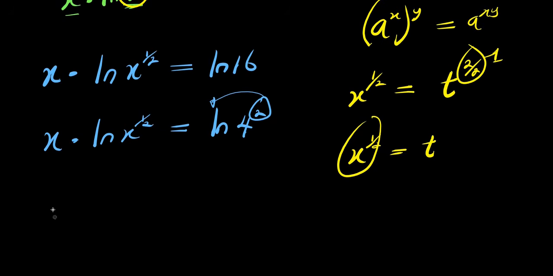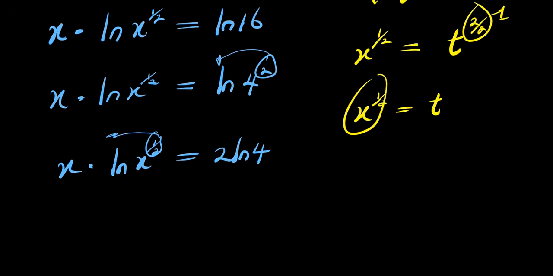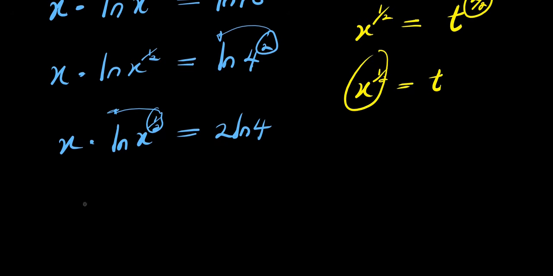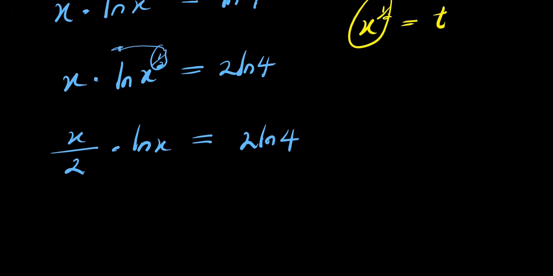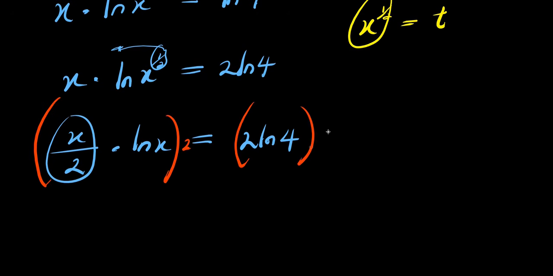So that means you will have x times natural log of x power 1 over 2, just like this, equals 2 times natural log of 4. This also will come behind this. So we will also have x times 1 over 2, that is x over 2 times natural log of x equals 2 times natural log of 4. So to eliminate this fraction here, I can decide to multiply each part of this equation by 2. Then I also multiply this by 2.